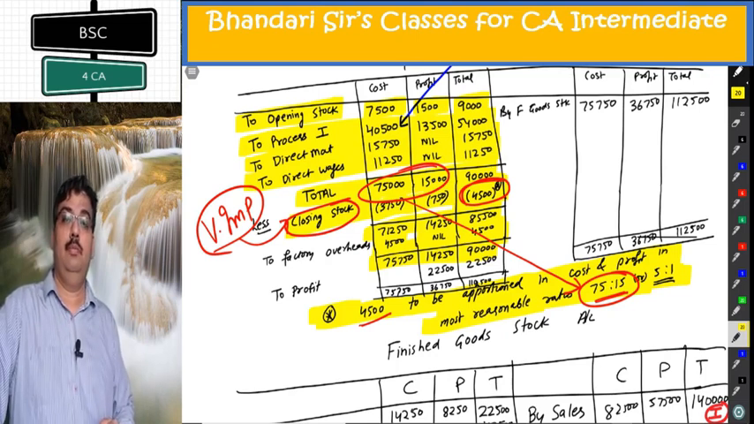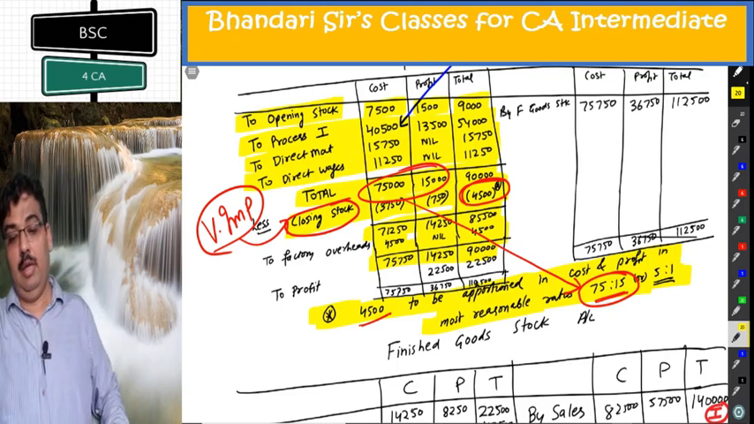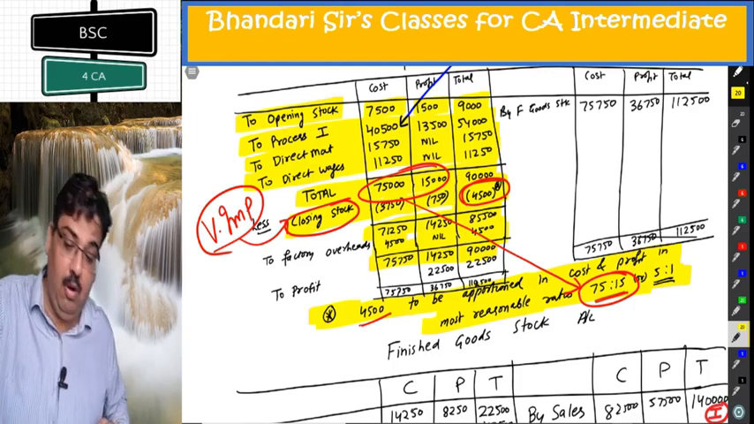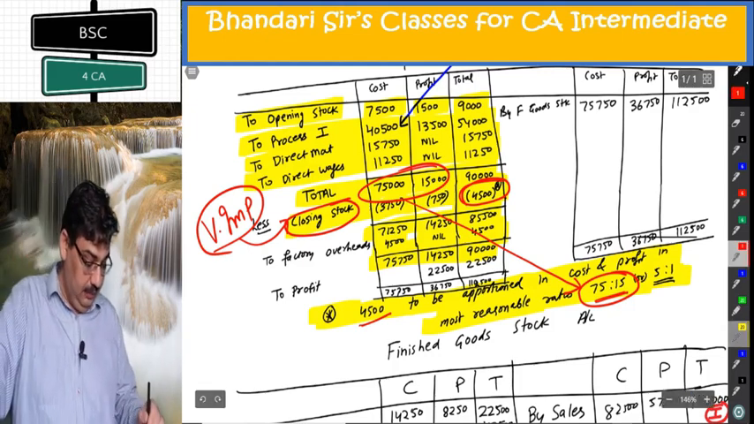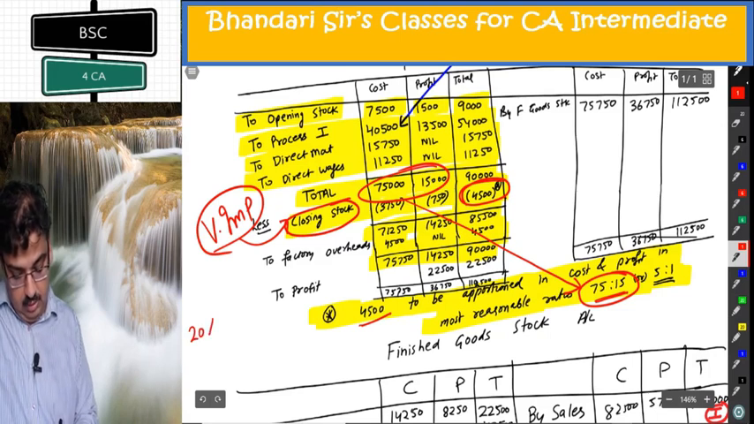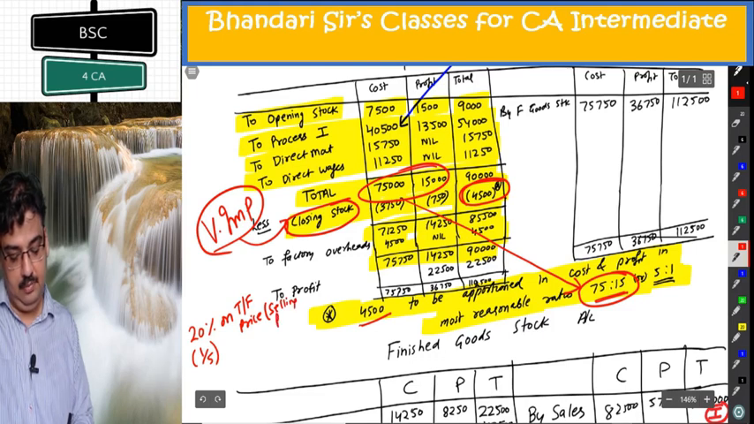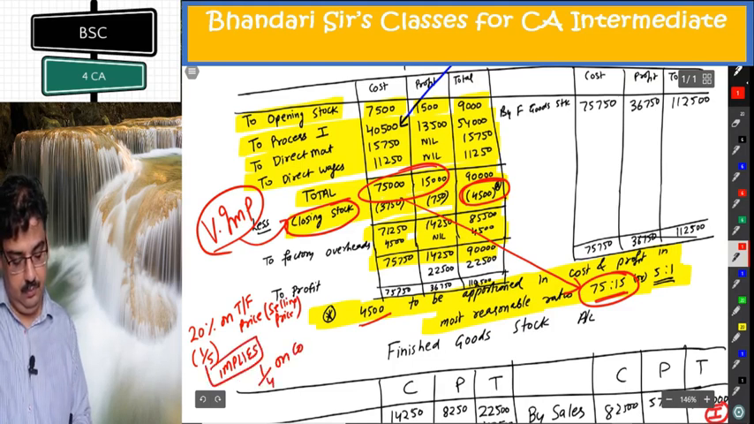Still not over. What did it say? Second line below the table. Output of process 2 is transferred to finished stock at 20% profit on transfer price. So it is saying 20% means 1/5 on transfer price, that is selling price. Implies 1/4 on total column.